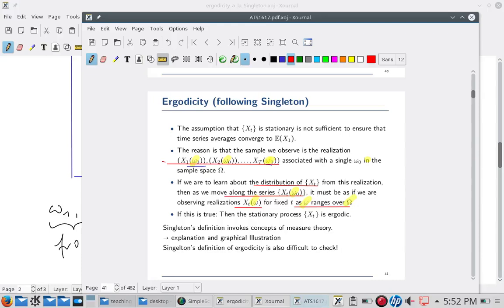And that's the story, and that's the key issue behind ergodicity. We don't need to observe the process over and over again. It suffices to observe the process only once, but the information contained in the time series of this one realization of the process must be, when the time series gets long enough, the same as if we observed the process at one point in time over and over again. That is, different draws from the sample space omega.